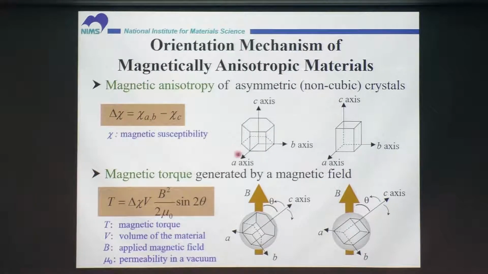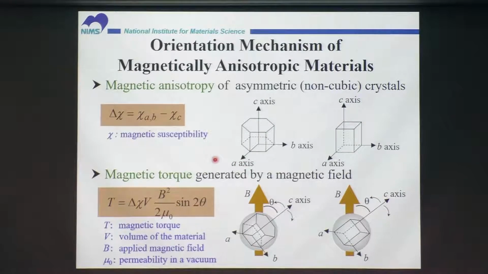This slide shows the theory of crystalline orientation using anisotropic magnetic properties. As you know, many materials which have an asymmetric crystal structure, that means a non-cubic crystal structure, have magnetic anisotropy depending on the crystalline structure. And if those asymmetric crystalline structure materials are placed in a magnetic field, the easy magnetization axis is aligned along the applied magnetic field, like this.